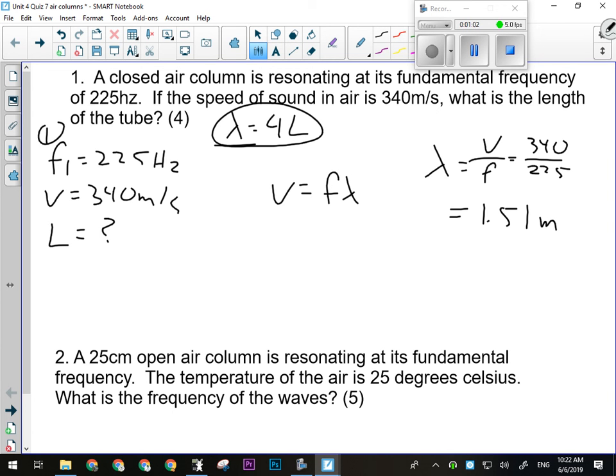Okay, and so give them a mark for that step. If they have anything like that, that's the mark for that step. Then we're going to find out what L is. So L will equal lambda over 4 because we're dealing with a closed air column at its fundamental frequency. So that'll be 1.51 divided by 4. They can have a mark for that step as their third mark.